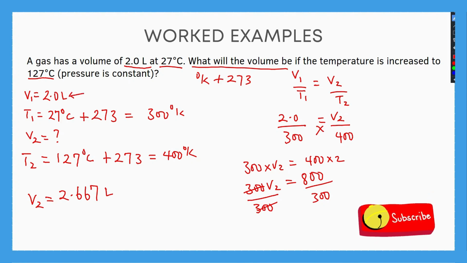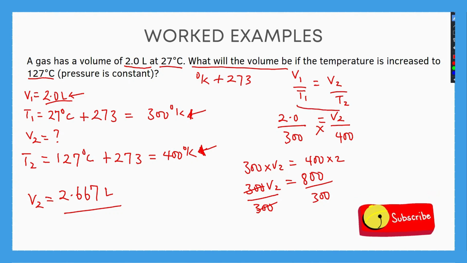So you can see in this case, temperature increased from 300 Kelvin to 400 Kelvin. And the same thing happened for volume. It increased from 2.0 to 2.667. Now we can do a bit of math to check if we are correct. How do we do that?